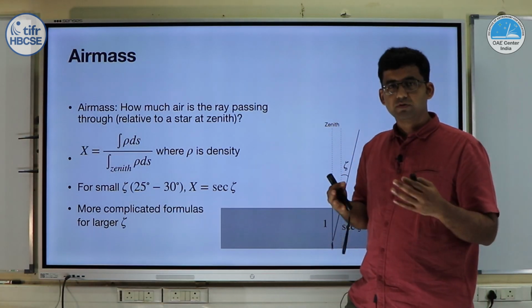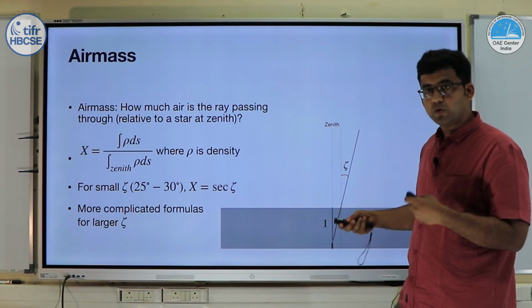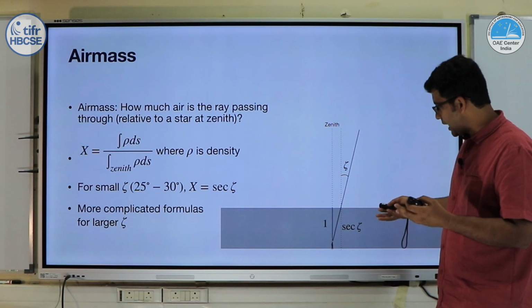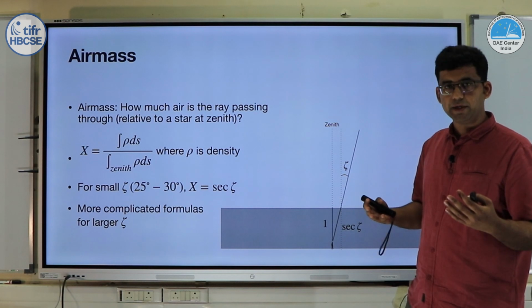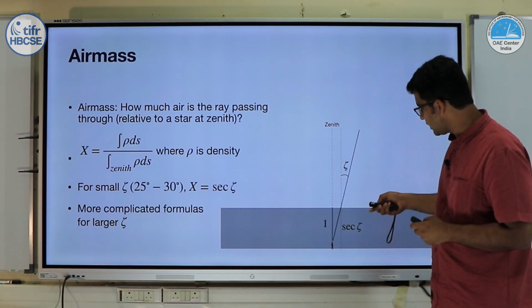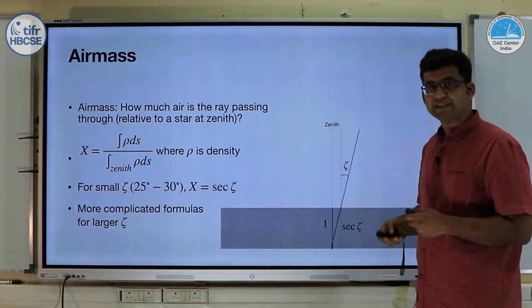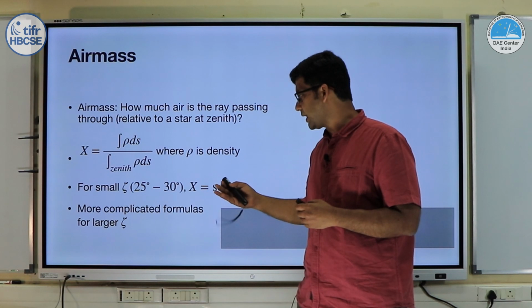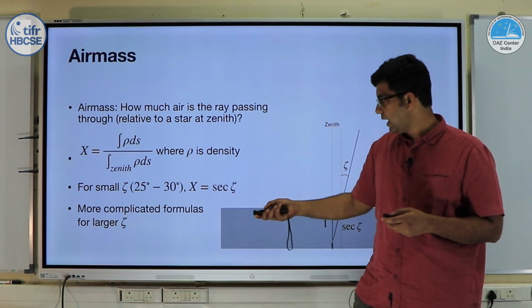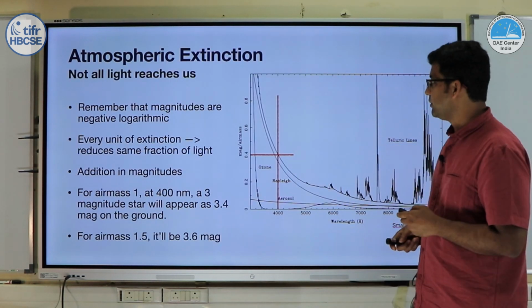For small zenith angles, where zeta is about 25 to 30 degrees, you can approximate the atmosphere once again as a plane parallel slab of material, and if this vertical distance is considered to be unity, then it is fairly easy to see that at an angle zeta, the length of this ray will be sec zeta, and you can approximate air mass as sec of the zenith angle. Of course, as you go to higher zenith angles, the amount of air mass increases and the formulas are a little bit more complicated.